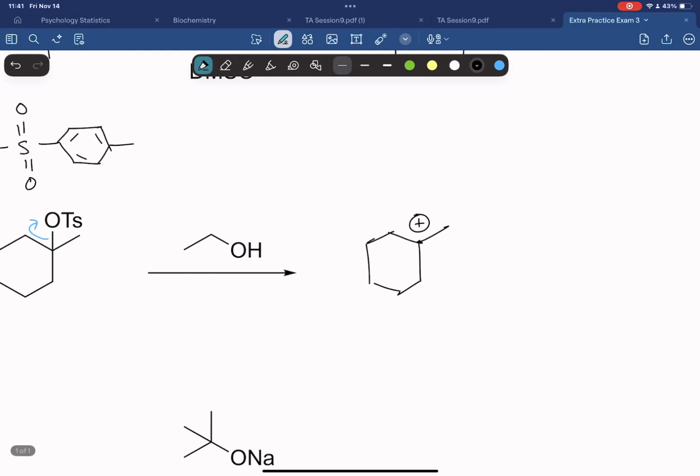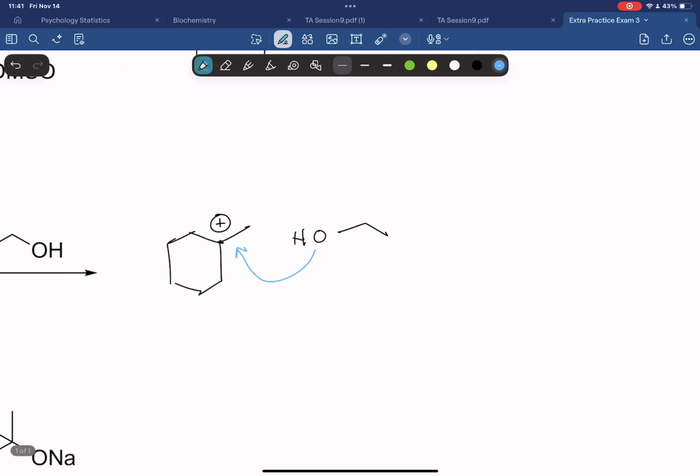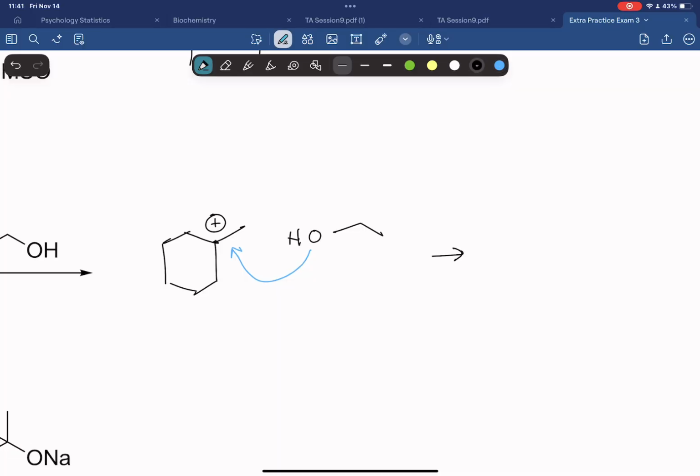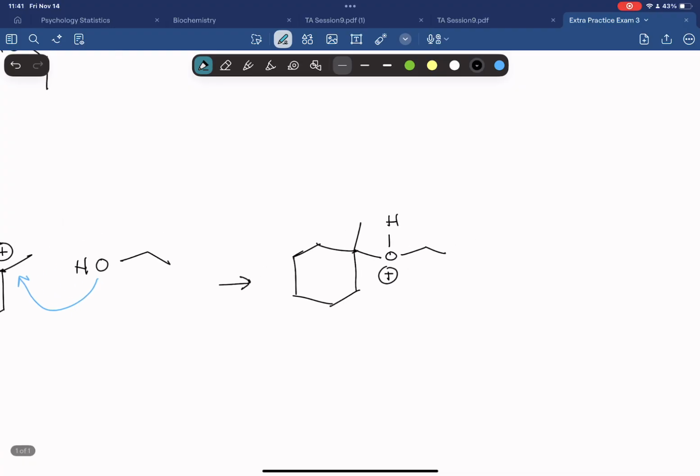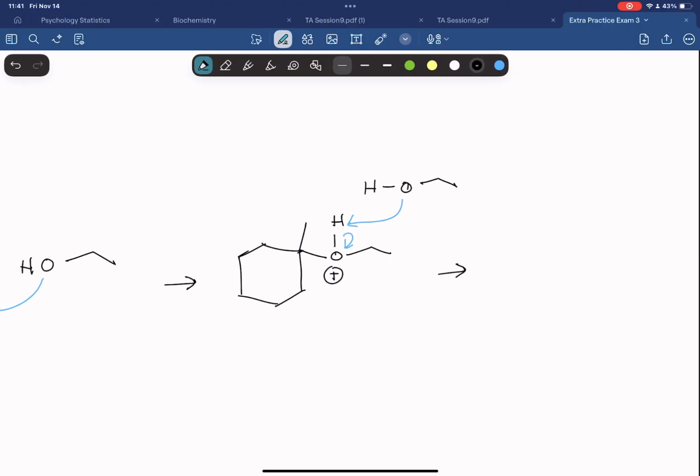So our ethanol is going to come in, it's going to attack. Again, it's going to be a racemic mixture, right? We're going to attack from either the top and bottom. So we're going to form both enantiomers. And again, like we did before, we're going to have to do a deprotonation step because that oxygen has a positive charge from having an extra hydrogen. We're going to get another equivalent of our solvent slash nucleophile to come in and deprotonate, and we form our final product, our final SN1 product.